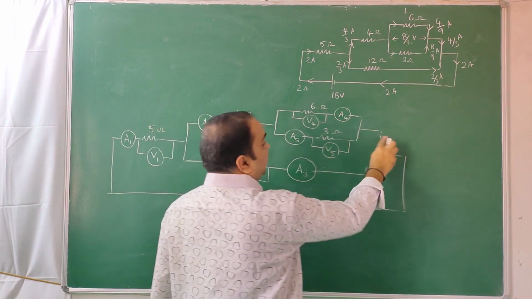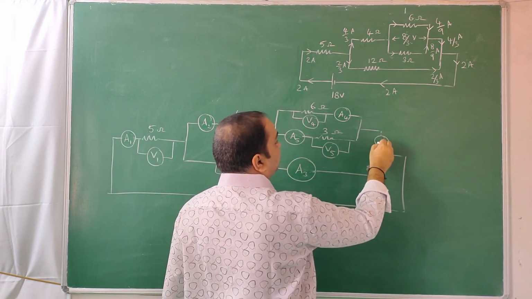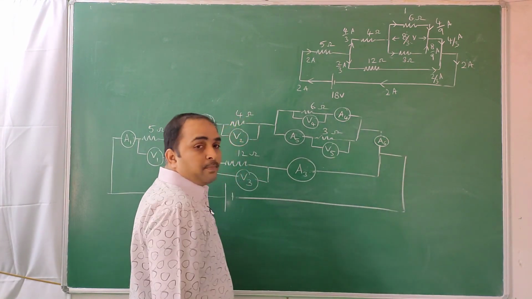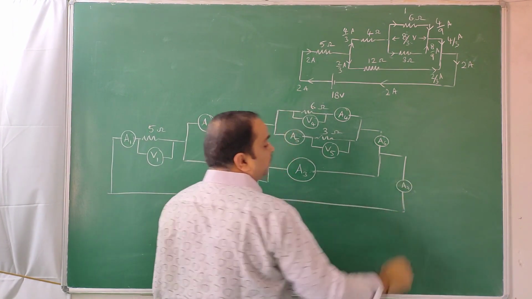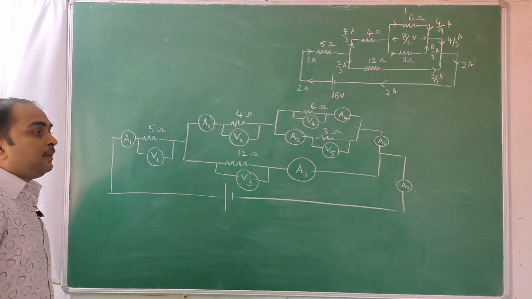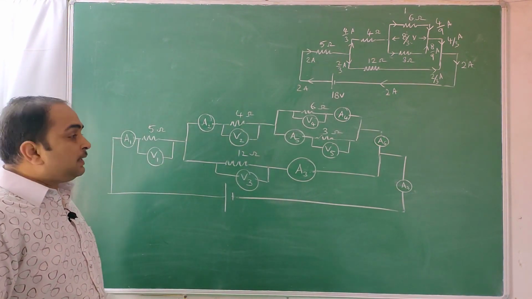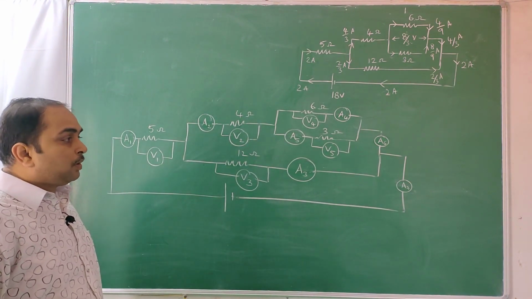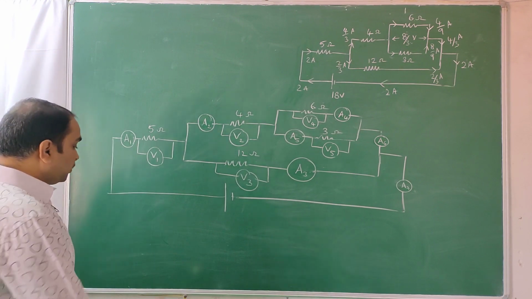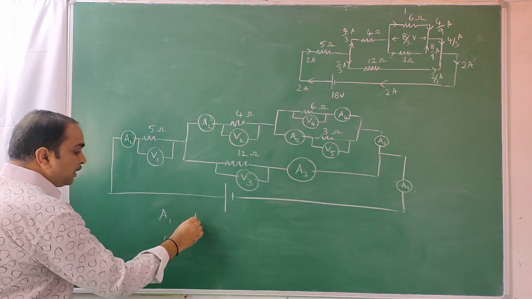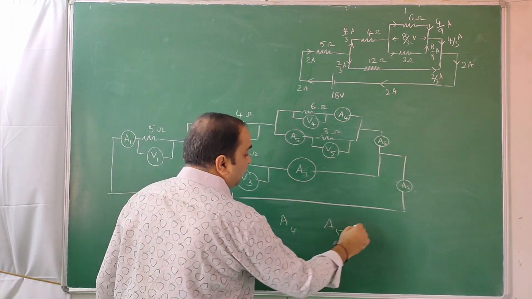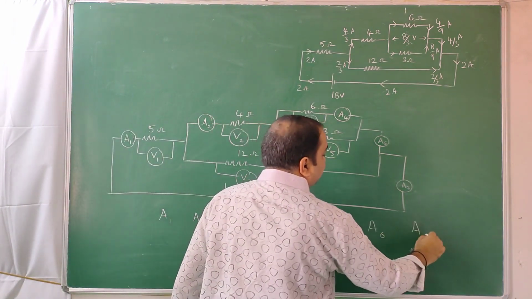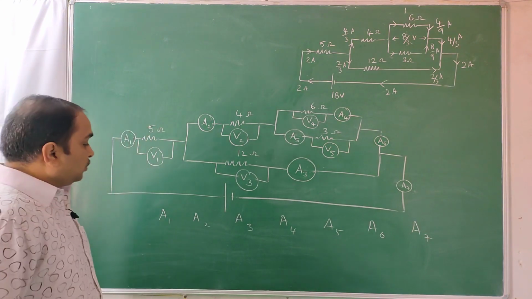You can have an ammeter here also, A6. You can have an ammeter here also, A7. Now anywhere they can put a voltmeter and an ammeter and they may ask you to find out potential difference or anything. So let me write the answers. A1, A2, A3, A4, A5, A6, A7. So what is A1 reading?